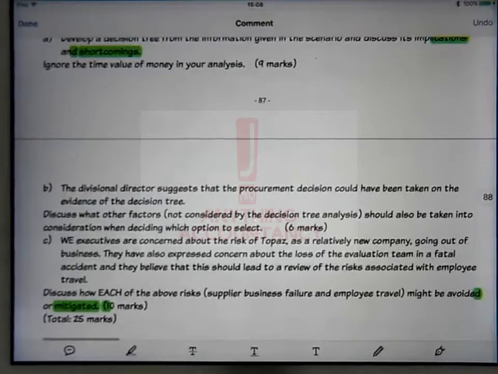So actually you can write your answer: supplier risk, avoided, mitigated. You can break the paper in half. Avoid, mitigate. What does the question ask you to avoid and mitigate? We just put supplier business failure and employee travel, split into 2 headings each. It's actually safer for you to split because then you know you have to talk about 2 things. Never mind if you've got no idea, don't worry. You just fill up what you can get. Nobody says you have to fill it up. You just break the answer into 2 and then you shoot what you know.